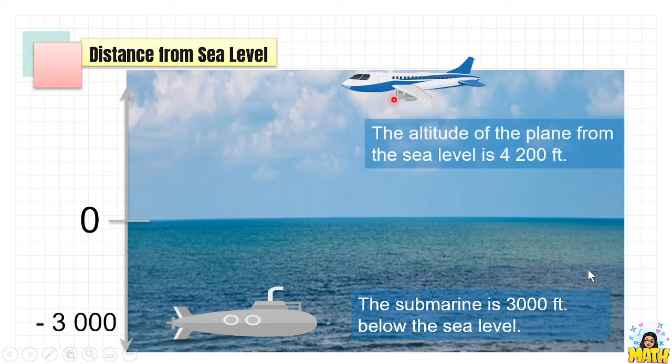Another example, the altitude of the plane from the sea level is 4,200 feet. We can use positive 4,200 feet because of the word above from the sea level. So here we can have positive for the word above, while for negative, that is for below the sea level.